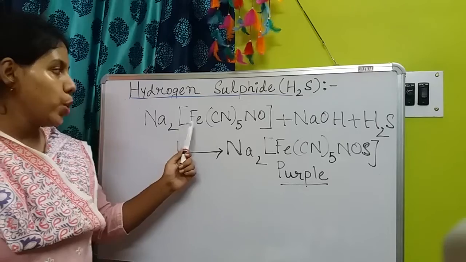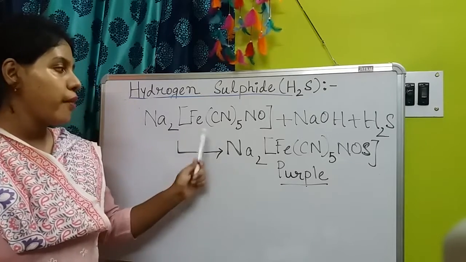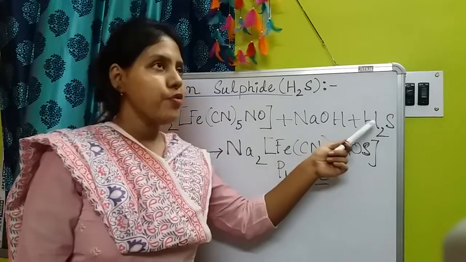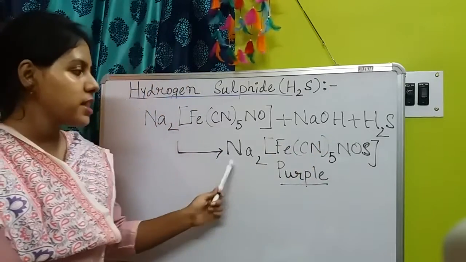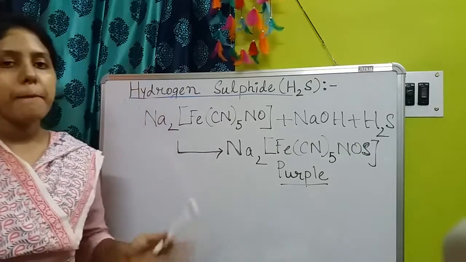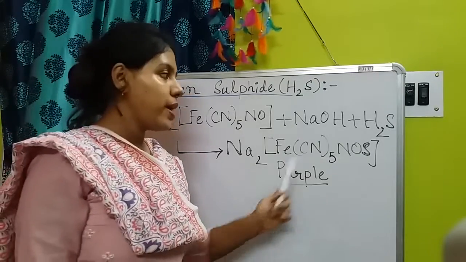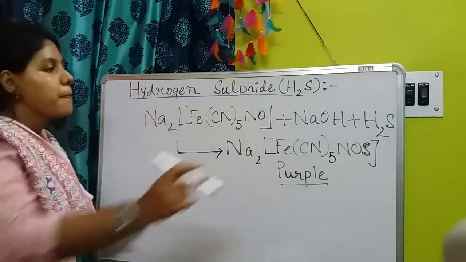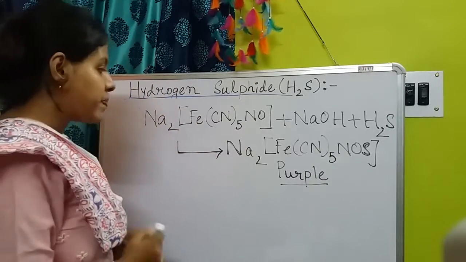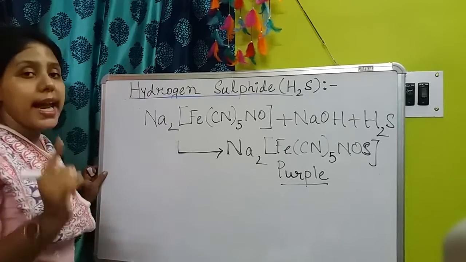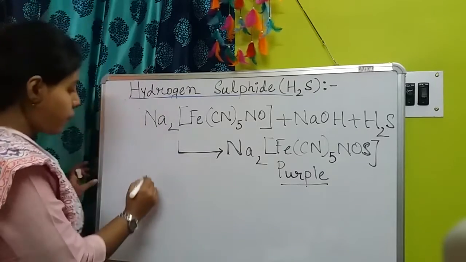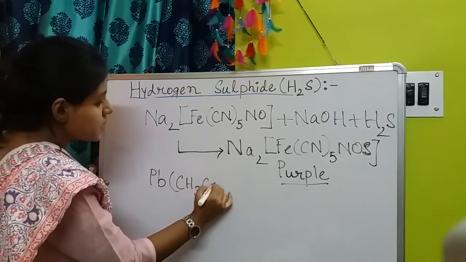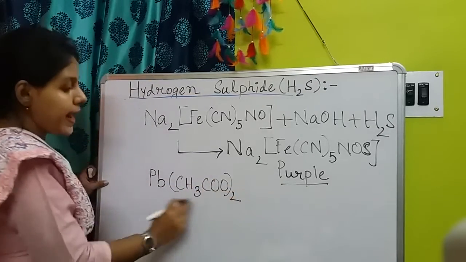So if H2S is passed through a freshly prepared alkaline solution of sodium nitroprusside, then the color will change into a purple colored liquid, by which we could identify H2S gas. Another method is also there by which we can identify H2S. If you take a lead acetate paper, the formula is Pb(CH3COO)2, lead acetate.